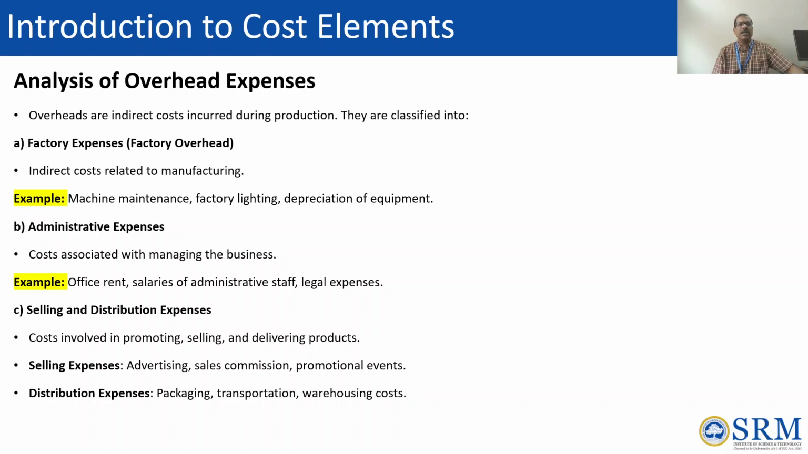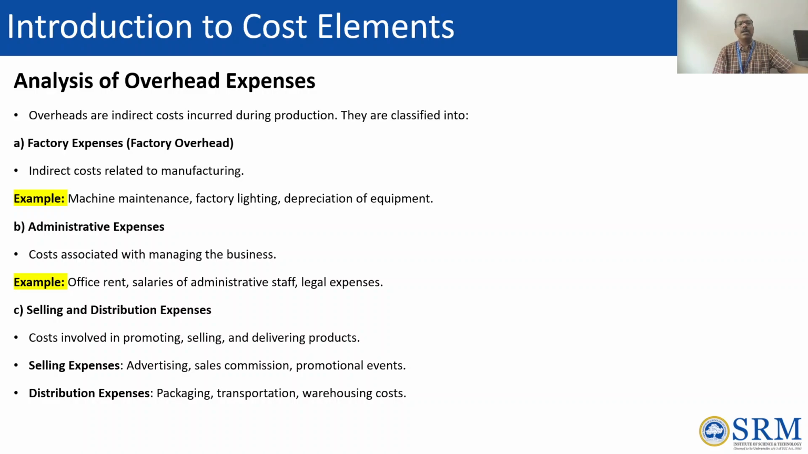Administrative expenses are costs associated with managing the business. We need to run the business, so we need to spend some money, right? So administrative expenses also come under overhead expenses. Selling and distribution expenses: cost involved in promotion, cost involved for selling, cost involved for delivering the product. That all comes under overhead expenses.